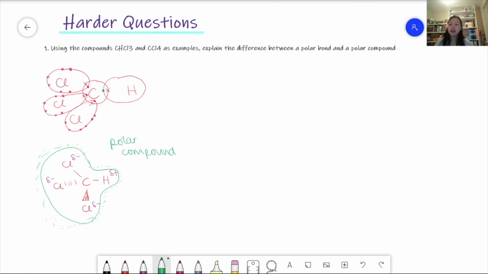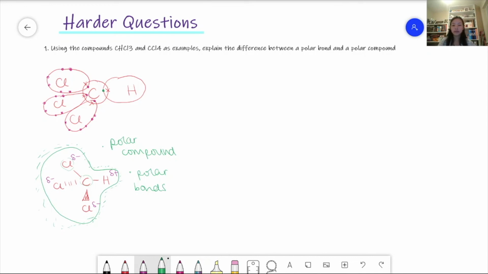And because there's a difference in electronegativity between one of the atoms and the other atom that it's bonded with, for all of these bonds, that means that it has polar bonds as well. So it has both. Now we're going to look at CCl4.